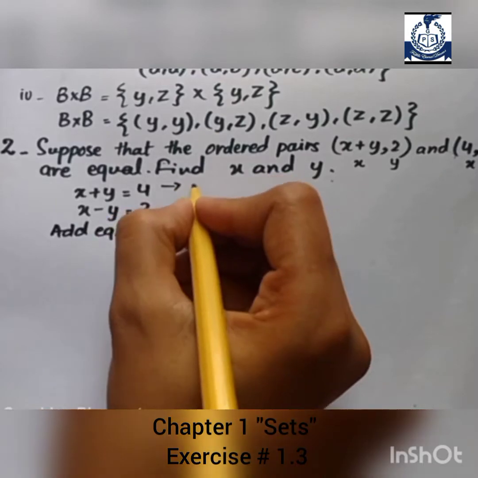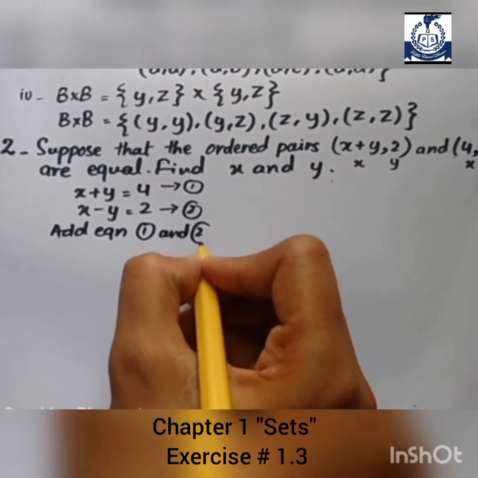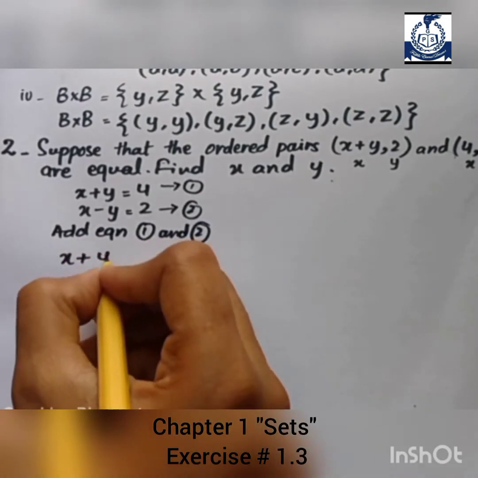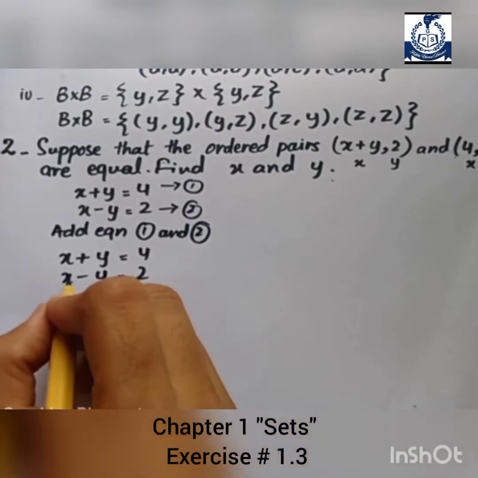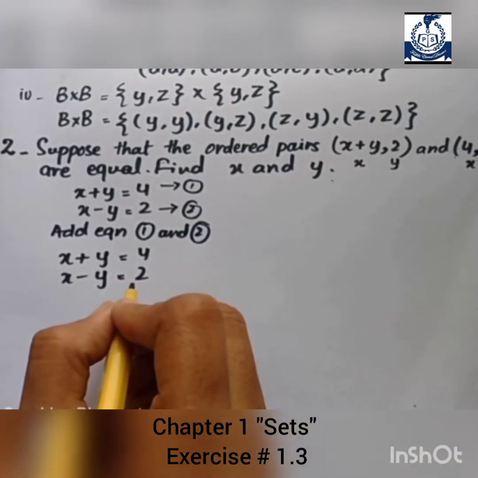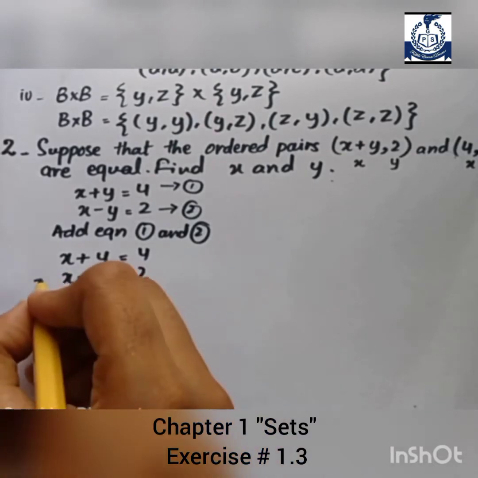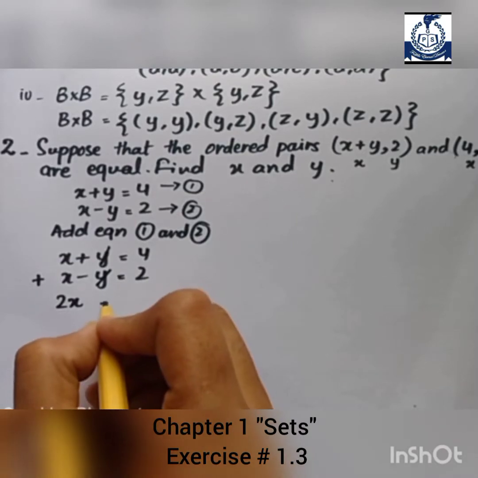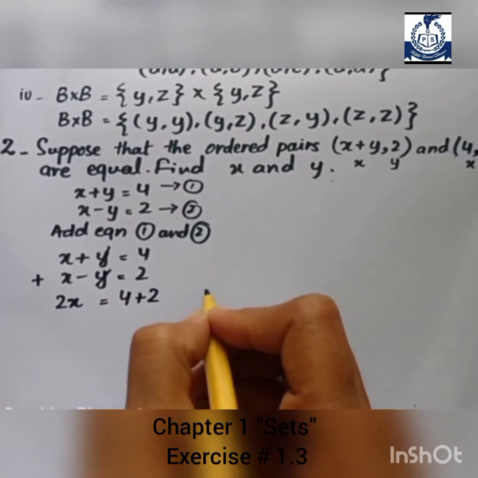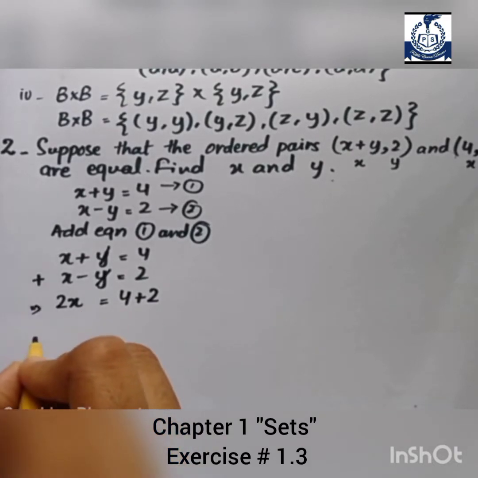First we give the names equation 1 and equation 2. So add equation 1 and equation 2. x plus y is equal to 4, x minus y is equal to 2. So x plus x is 2x, plus y minus y, y and y cancel out, equals 4 plus 2, which is 6. So 2x is equal to 6.